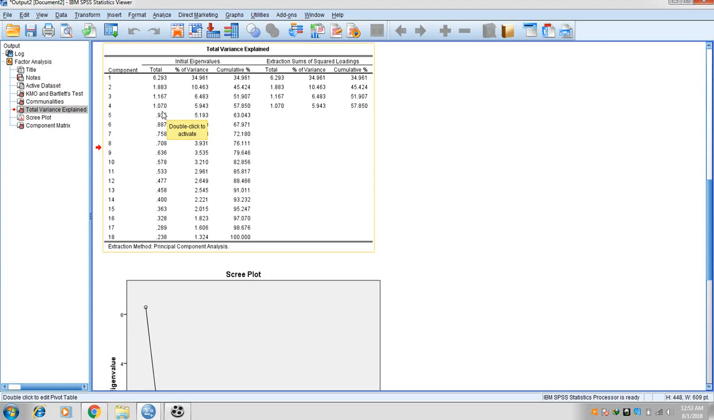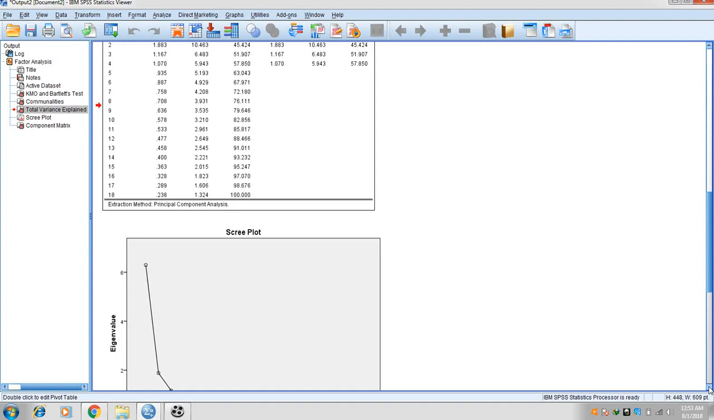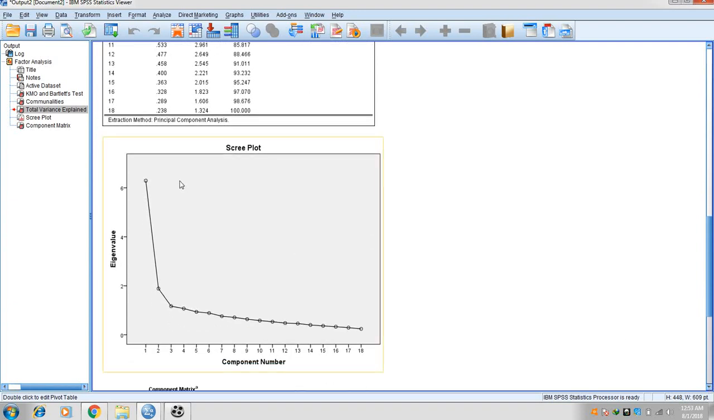I want to tell you one thing: in Andy Field's book, 2013, 4th edition, Discovering Statistics Using SPSS, it is suggested that down to 0.7 we can retain factors, but the most authentic method is the Kaiser Criterion, so we have to retain those factors whose eigenvalue is greater than 1. So go to the scree plot.